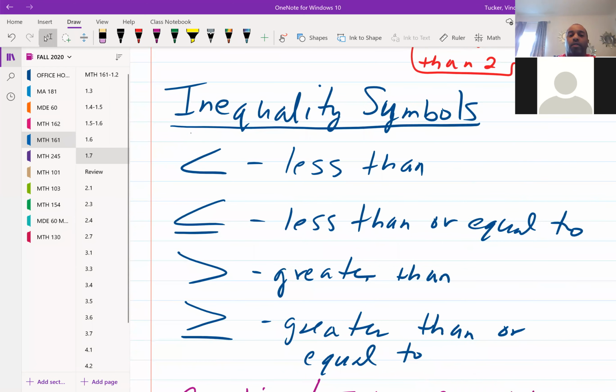All right. So our 4 inequality symbols that we will be using, we have the less than, then the less than with a bar under it is less than or equal to, greater than with a bar under it is greater than or equal to.